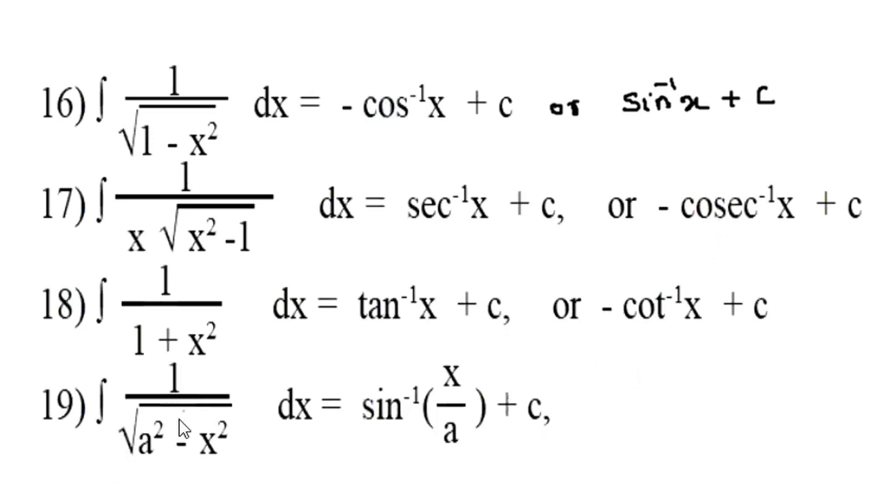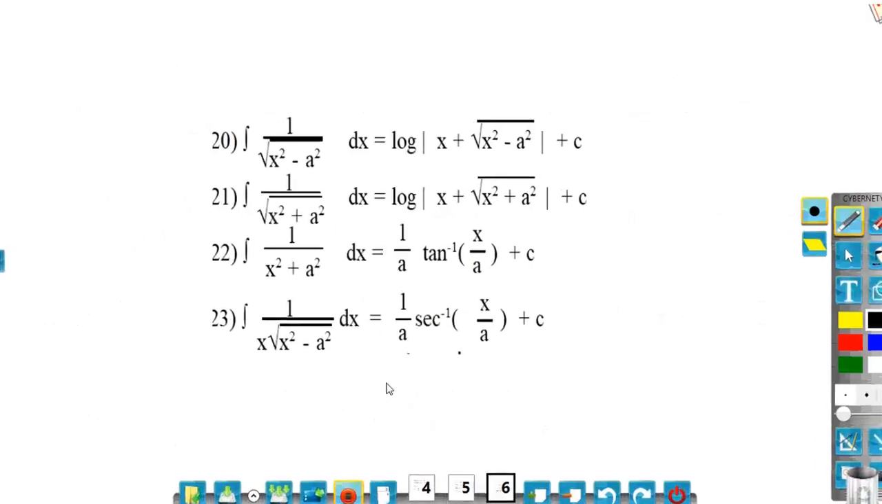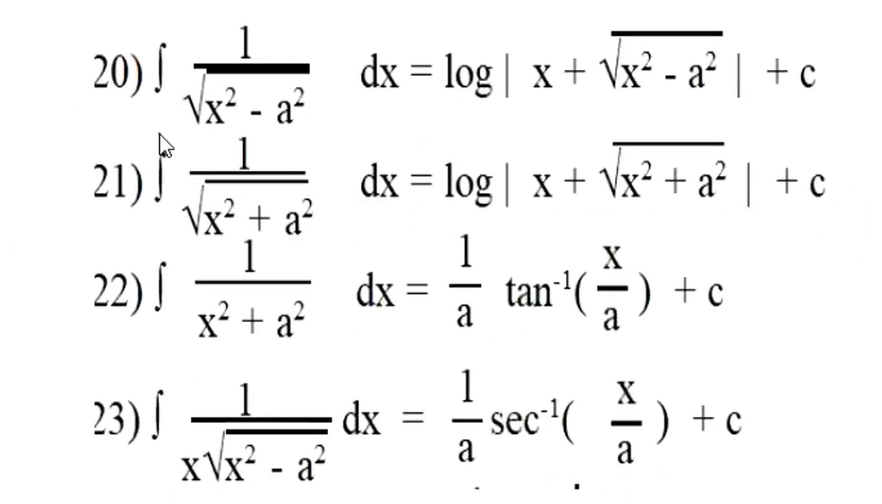19th one: integral of 1 upon under root a square minus x square is equal to sin inverse of x by a plus c. In some cases one may write minus cos inverse of x by a plus c. Okay, move further. 20th formula: integral of 1 upon under root x square minus a square dx is equal to log of mod of x plus under root of x square minus a square plus c. Then 21: integral of 1 upon under root x square plus a square dx is equal to log of mod of x plus under root x square plus a square plus c.